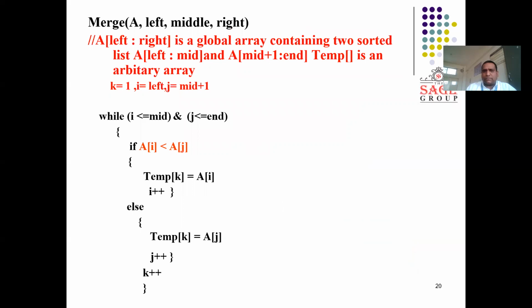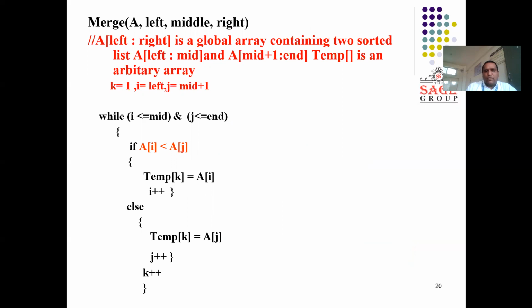This is the algorithm. This algorithm merges left, middle and right. We are just seeing this algorithm. A[left to right] is a global array containing two sorted lists, A[left to middle] and A[middle plus 1 to right], and temp is an arbitrary array which takes the values of the sorted array. Then we will copy this temporary array into the normal array.